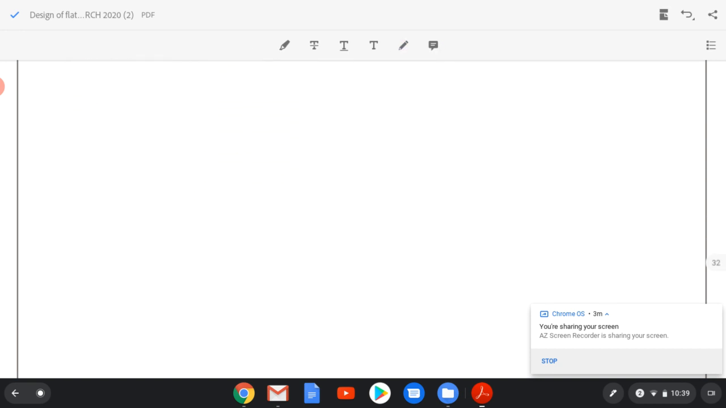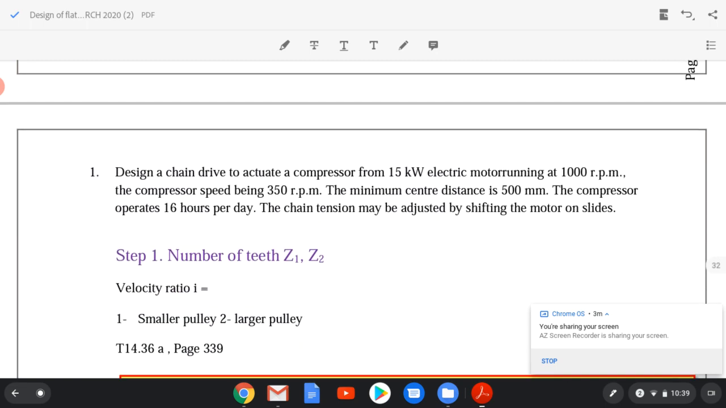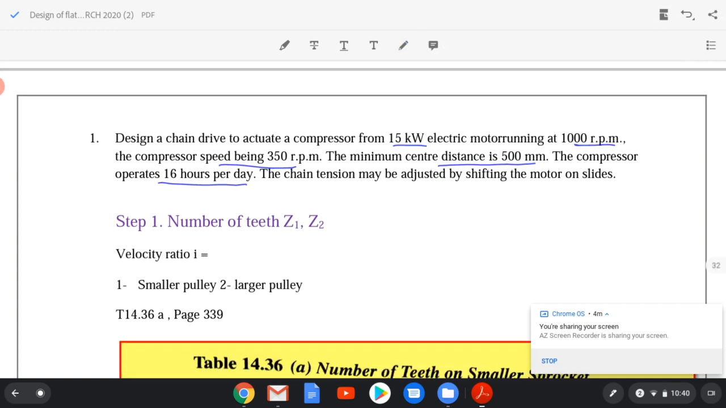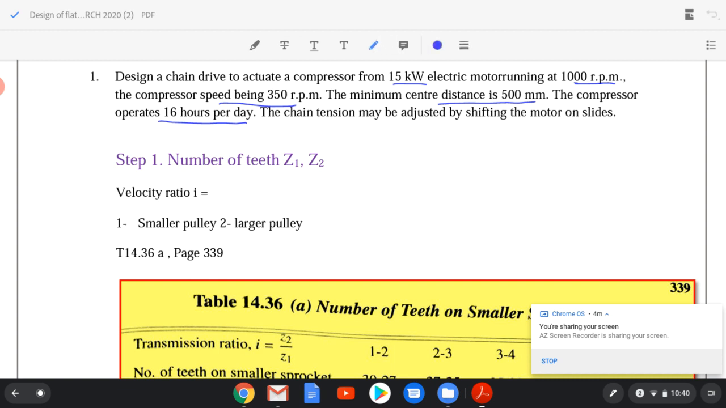Now we'll see how to design a chain drive. So this is our question. To actuate a power compressor from a motor running at 1000 rpm, compressor speed is 350 rpm, minimum center distance is 500 mm, compressor operates 16 hours per day, and chain tension may be adjusted by shifting the motor on slides. So the first step in the design is to find the number of teeth on the driving and the driven sprocket.